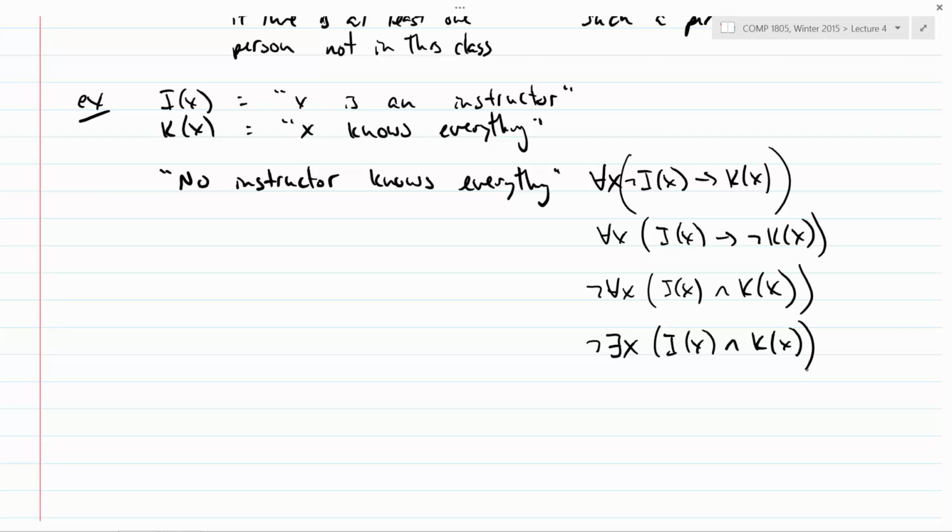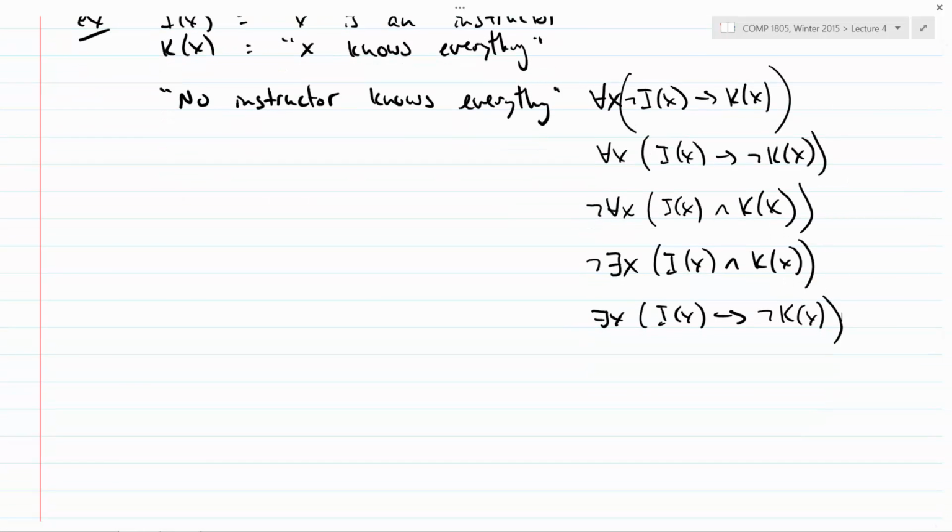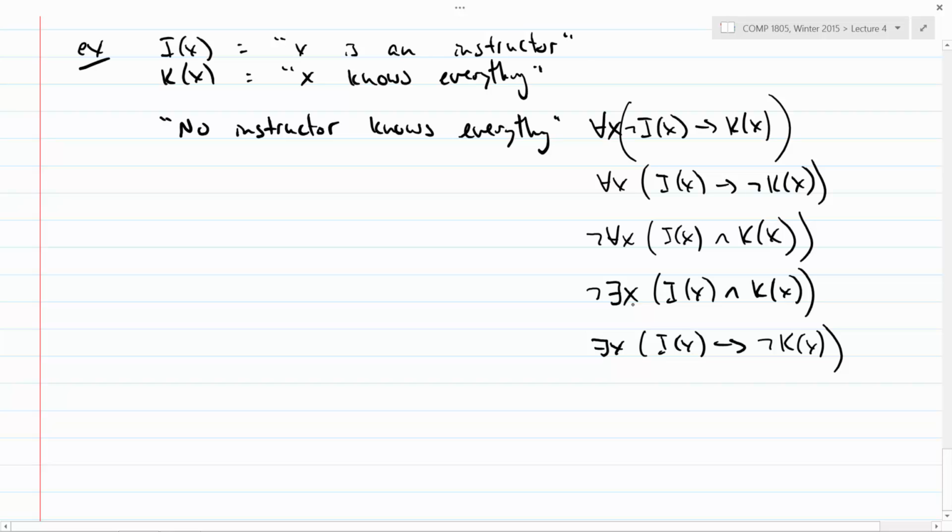The second last one, both implications. So not exists X such that I of X implies K of X. Okay, so we have a lot of answers, which is good.